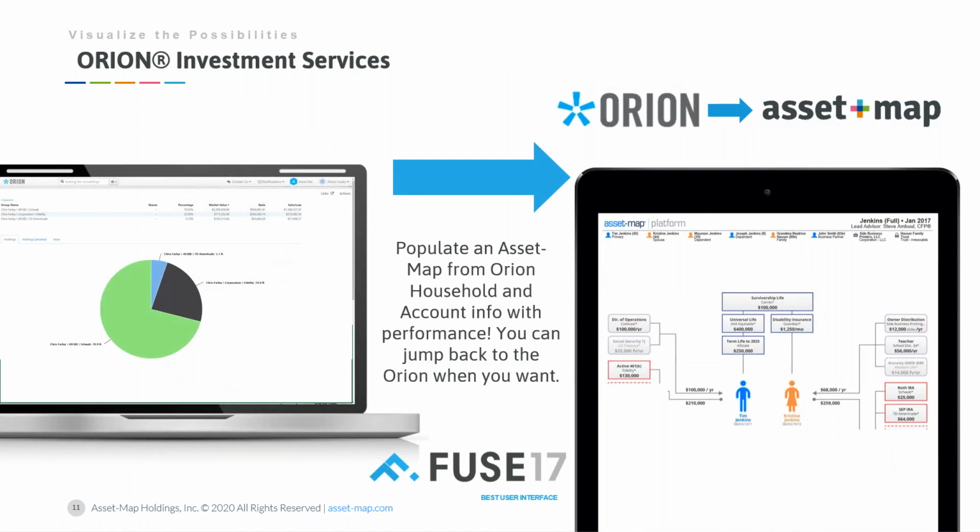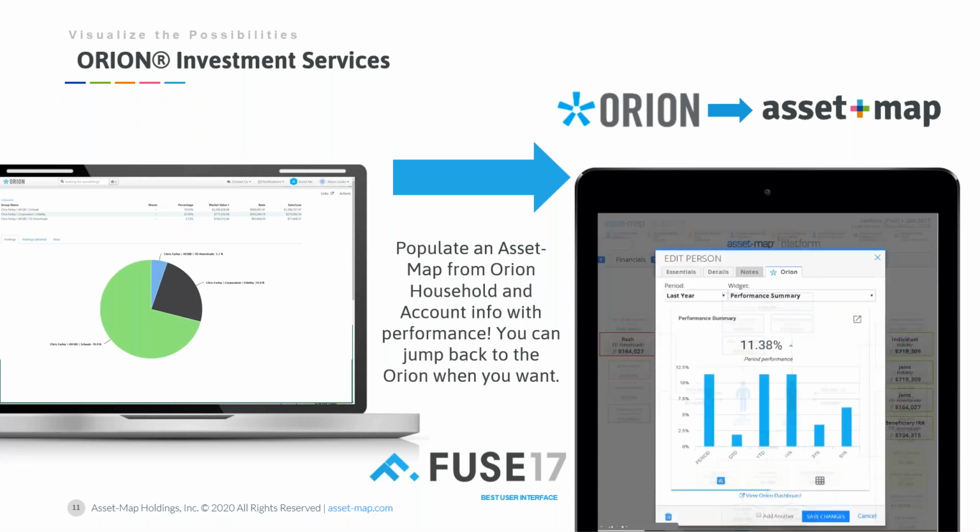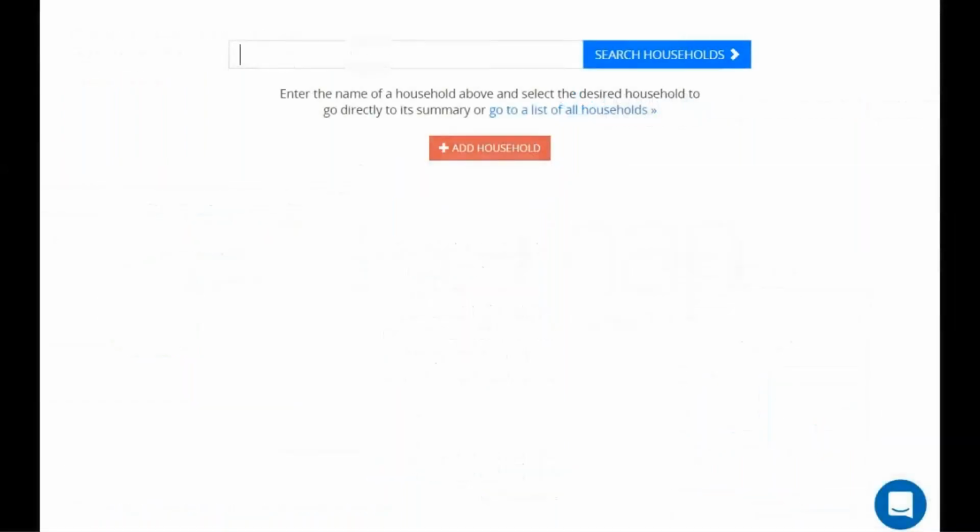Our next integration is with Orion, and one great thing here is that not only do you have the ability to populate an asset map from Orion, it's going to bring over the household and the account info, in addition with some performance information. And it'll also allow you to jump back into Orion when you want. So again, you have the ability to import the household and those additional accounts. And then within the actual members themselves, there'll be a multitude of options where you can see the performance summary. To kind of give you a better idea of this, let me just show you a quick example.